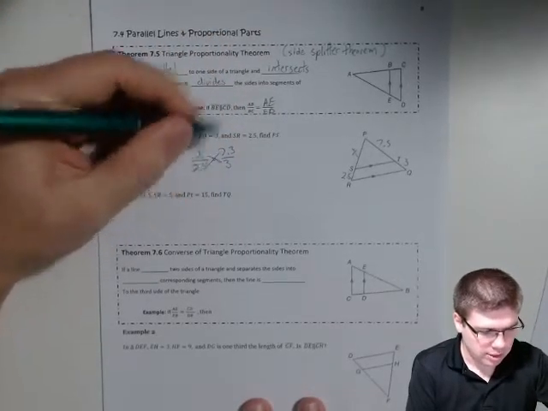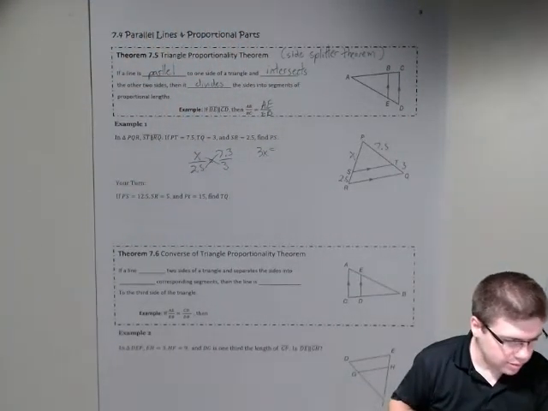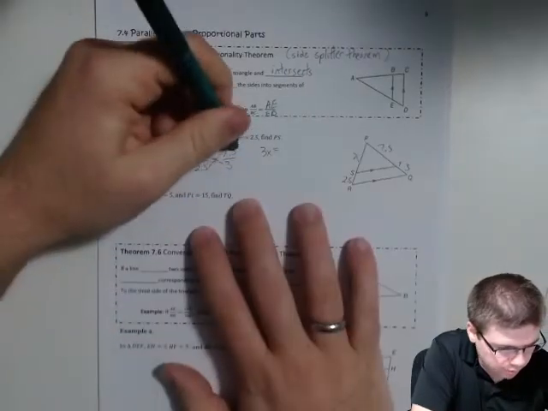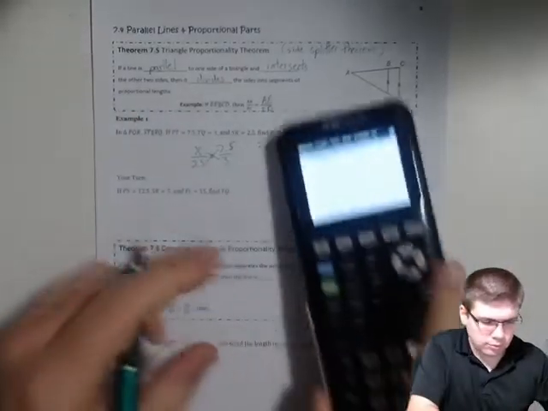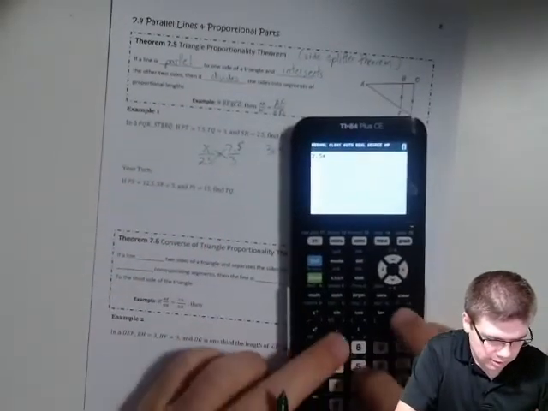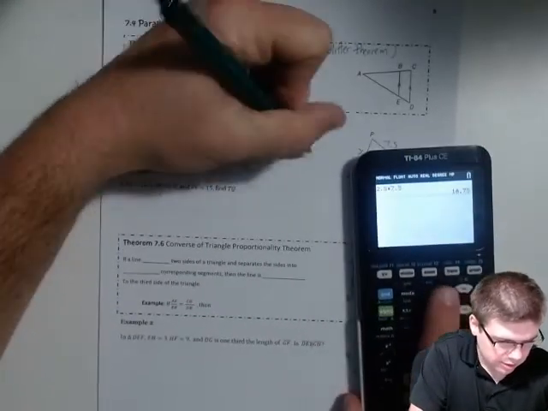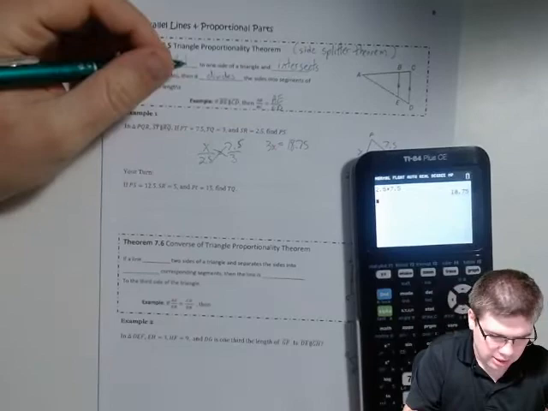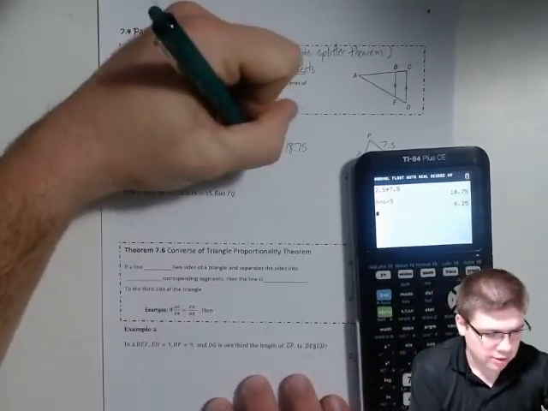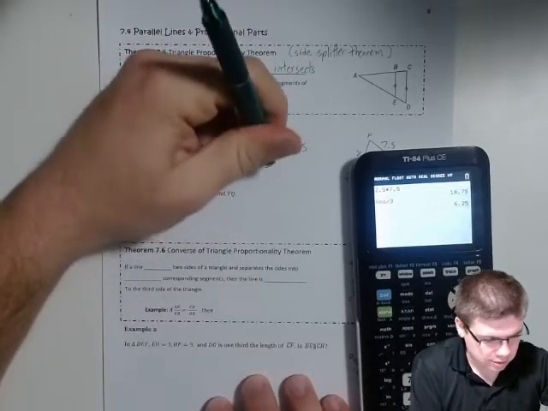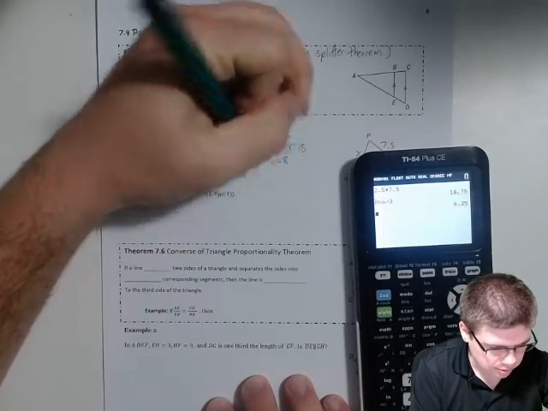And we could cross multiply. 3x is equal to 2.5 times 7.5. 2.5 times 7.5 is 18.75. And divide that by 3, which is 6.25. So x is 6.25.